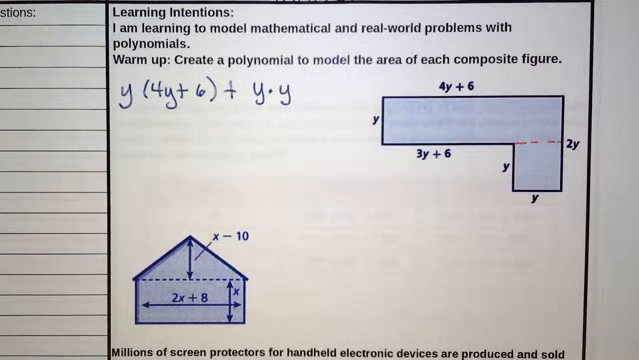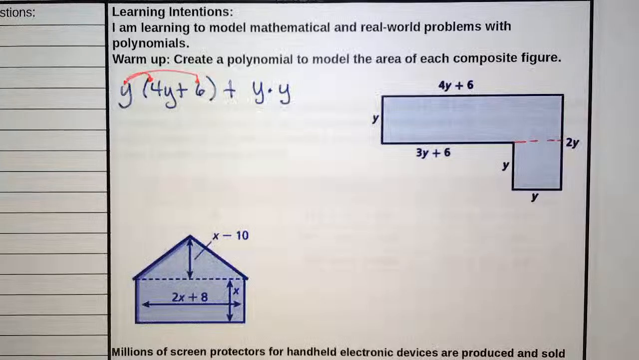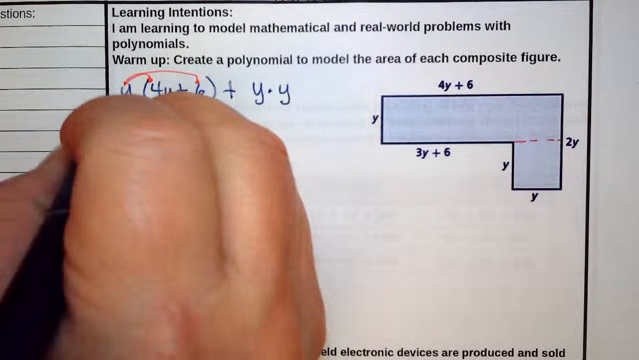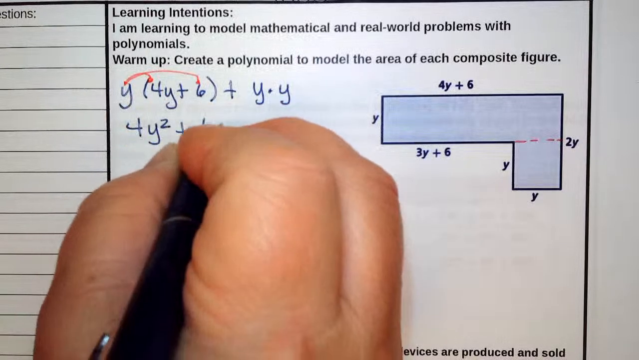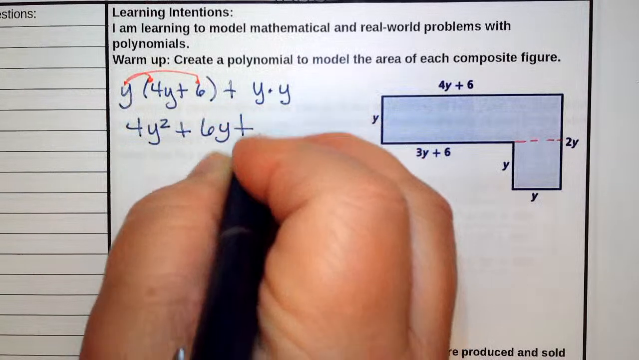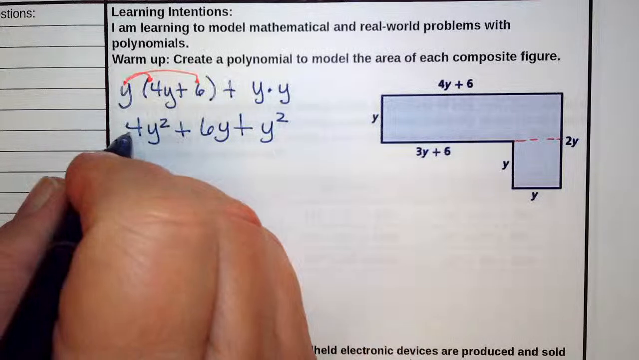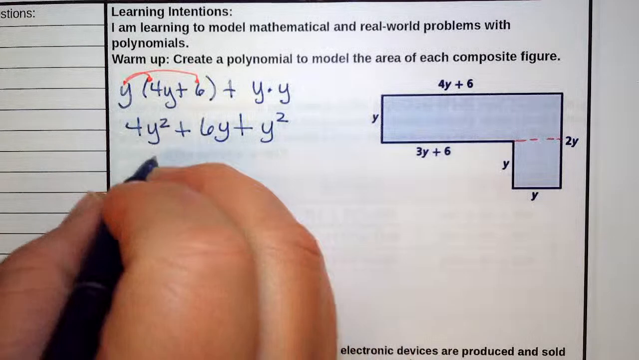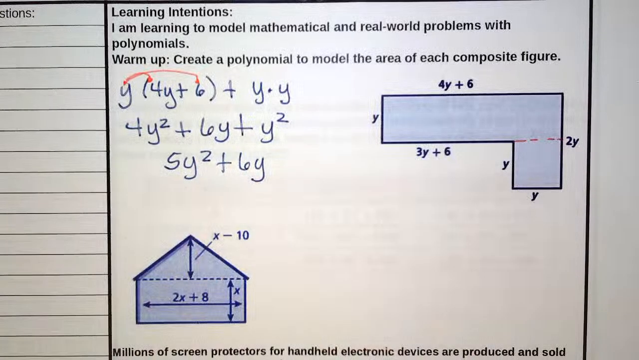The bottom one, the smaller one, is a square, which is nice. Now we distribute. Y times 4y is 4y squared, plus y times 6 is 6y, plus y times y is y squared. Combine your like terms. 4y squared plus 1y squared is 5y squared plus 6y. And we're done.